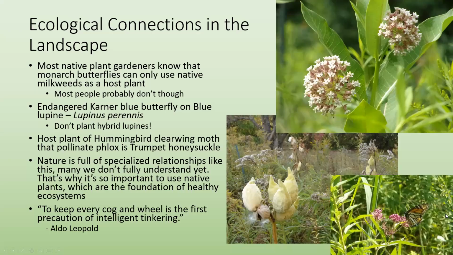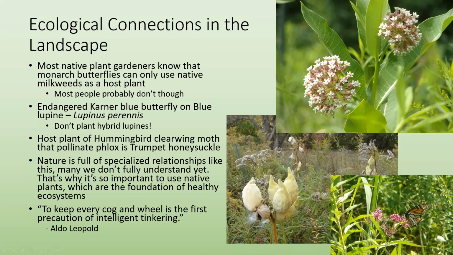So you want to get those ecological connections in the landscape with native plants. Milkweed is a really good example that a lot of people, at least in this area, are familiar with. Monarchs need to use the milkweed as their host plant, and there are several different native milkweeds that are good to use. This is common milkweed on the top corner.